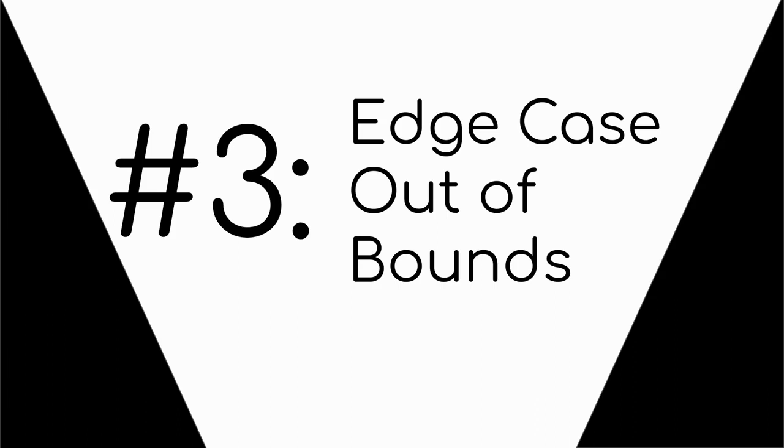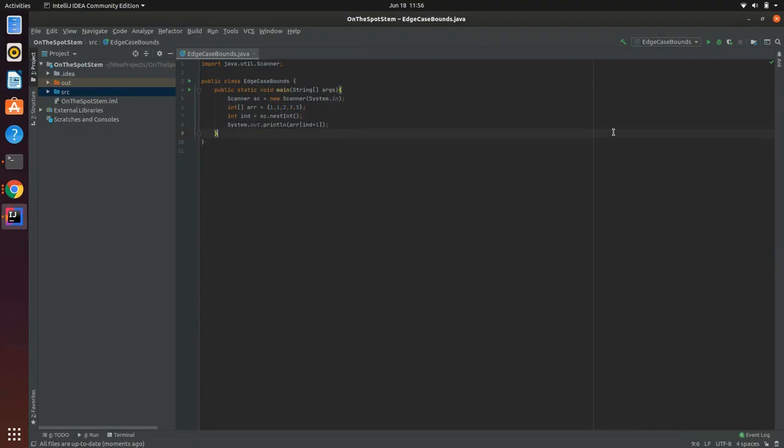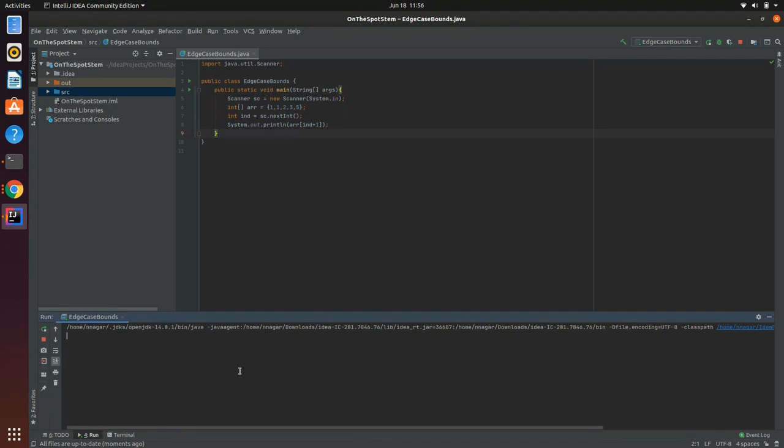So the example problem we'll be looking at to see this in action is, given an index in an array of 5 integers, find the next element if one exists. And all that means is find the element that is to the right in the array. Now let's take a look at this problem. As you can see, we're given an array, 1, 1, 2, 3, 5. We're given an index, which is going to be provided by the input. And then we're printing out array of n plus 1. And for a sample case might be the number 2. And as you can see, 2 would be that element, so the one next to it would be 3. And that is what we printed out.